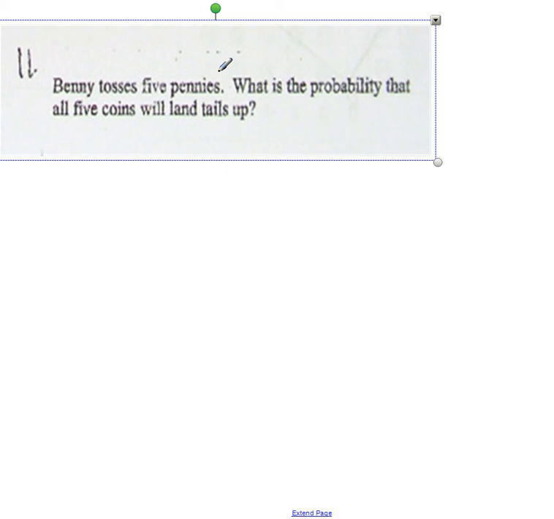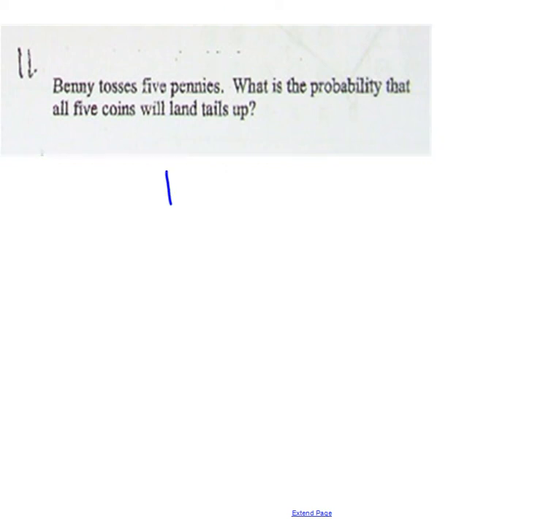If Benny tosses 5 pennies, what is the probability he'll get heads the first time? 1/2. What's the probability he'll get heads the second time? 1/2. It's still 1/2. What's the probability he'll get heads the third time? 1/2. How about the fourth time? And the fifth time?